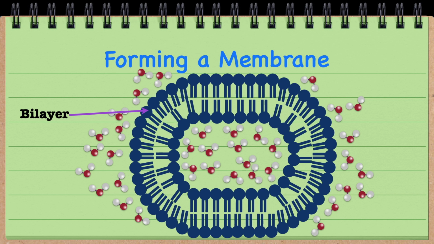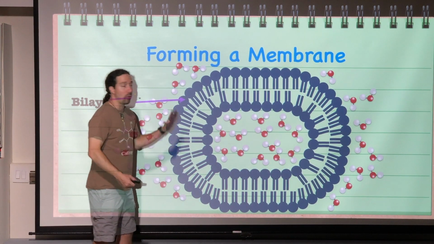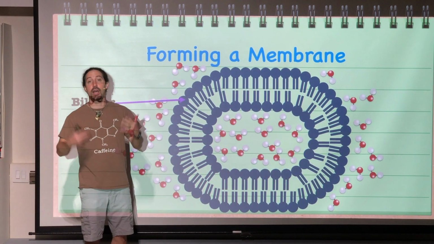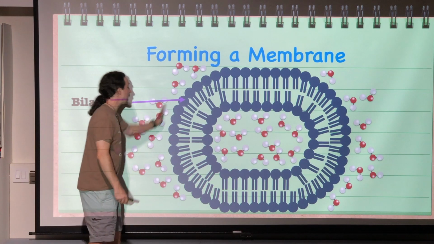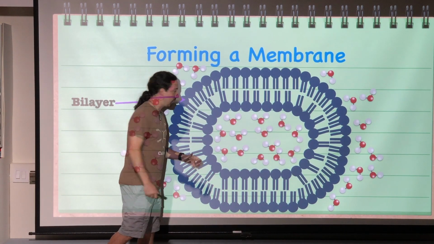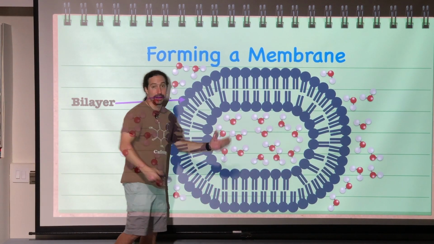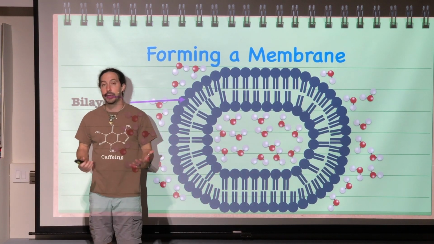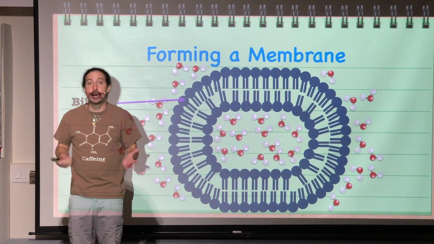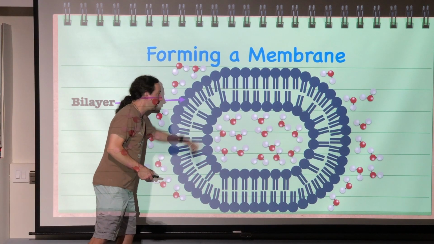The tails would face into the membrane, and the heads would be facing out of the membrane where the water is. So the hydrophilic areas would interact with the water, and the hydrophobic areas would not interact with the water. And yes, that would mean that the water that is inside of this membrane, well, it would be trapped within that membrane. It would not really be able to get out very easily because of that hydrophobic area that's right there.